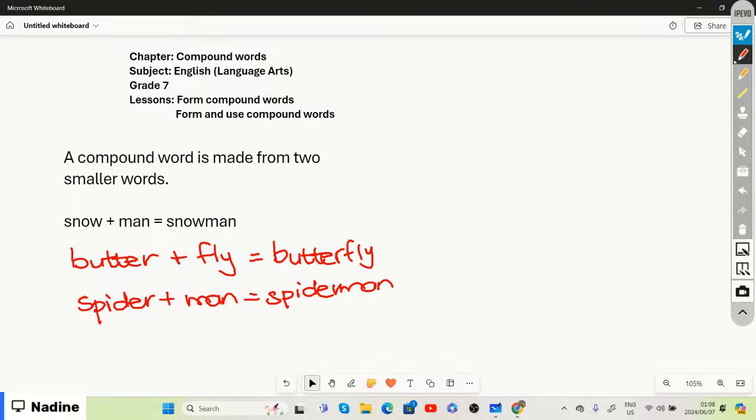And if we look at a few more compound words, we already have snow plus man is snowman, butter plus fly, which is butterfly, and spider plus man, which is Spider Man. Then we also have, for example, cheese plus cake. If we put these two words together, we have cheesecake. So cheese plus cake is cheesecake.